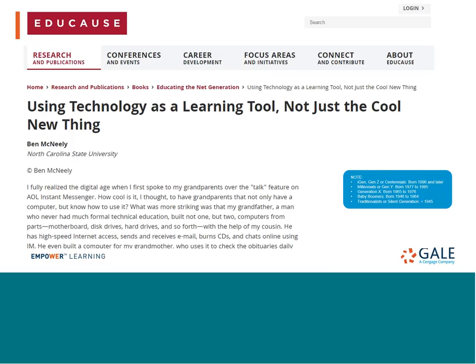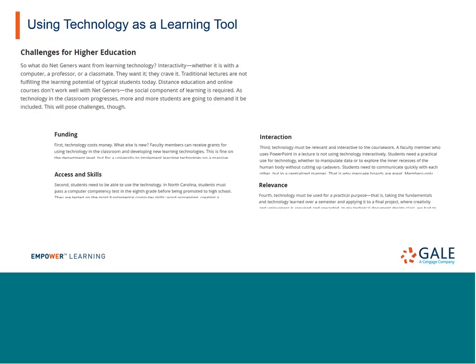Suffice it to say, though, that my kids and my kids' kids, of course, are growing up in the computer age and technology is such a key part of their life. But McNeely makes the point that net genners learn from doing, and what net genners want from learning technology is interactivity, whether it's with a computer, a professor, or even a classmate. They want it, they crave it. Traditional lectures are not as fulfilling to the learning potential of typical students today, especially when they've been brought up with technology in their everyday lives.